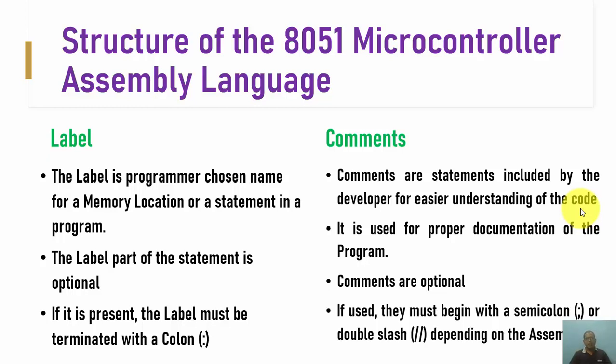If comments are used in a program, then these comments should begin with a semicolon or a double slash sign, depending upon what you are assembling. If we forget to give the semicolon or double slash before the comment, then the assembler might get confused and consider it as part of your code which is given for execution. Basically, the comment does not have any effect on the execution of the program.